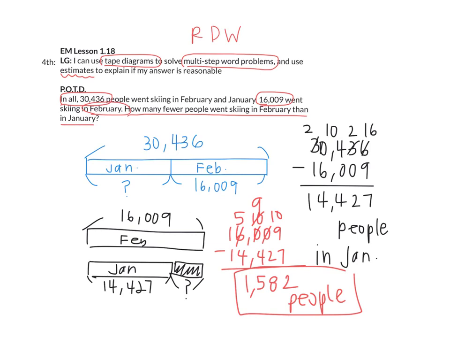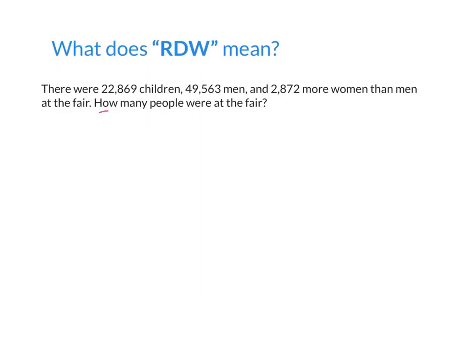We are trying to figure out how many people were at the fair. Very good. Now see if you can write down step 2. What are all the important informations?